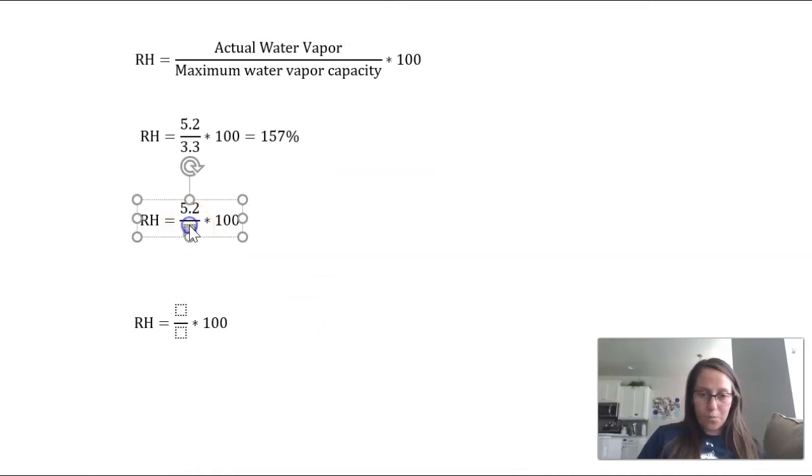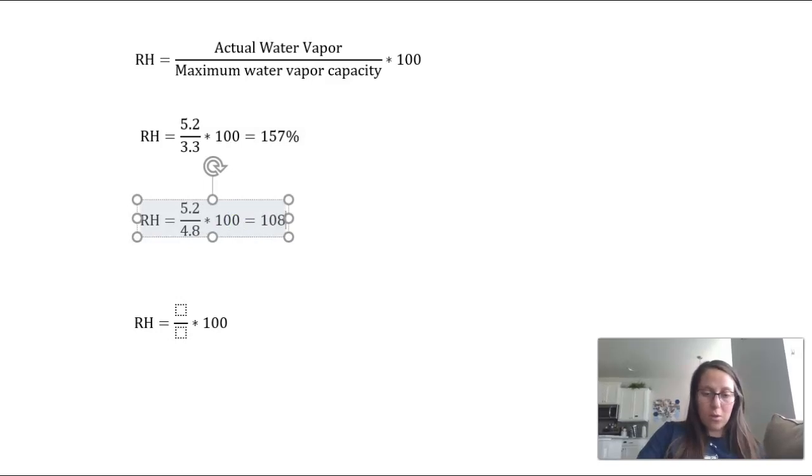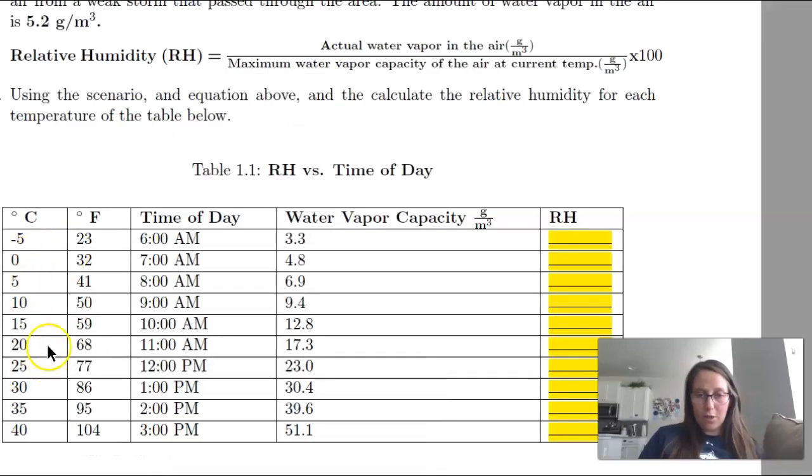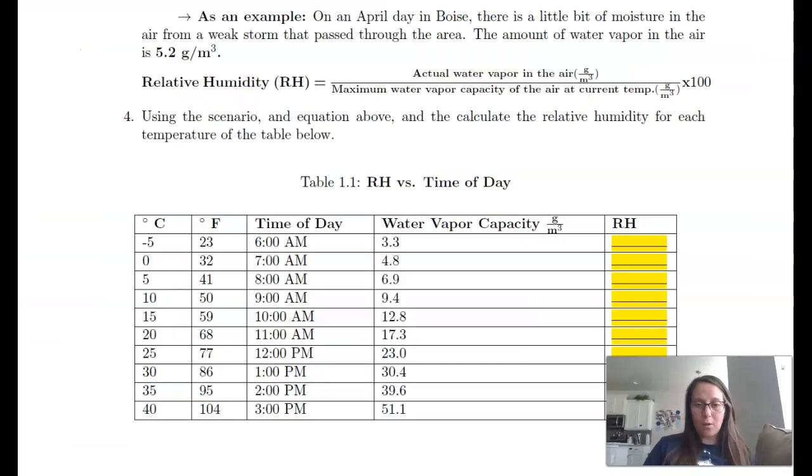So we input that, and we get 108% relative humidity. So you basically input those back on the table, and you do it for all of those different values. Great. And so what that means is that at 6 and 7 a.m., again, the relative humidity is greater than 100%, so it's going to be precipitating in some way or another.